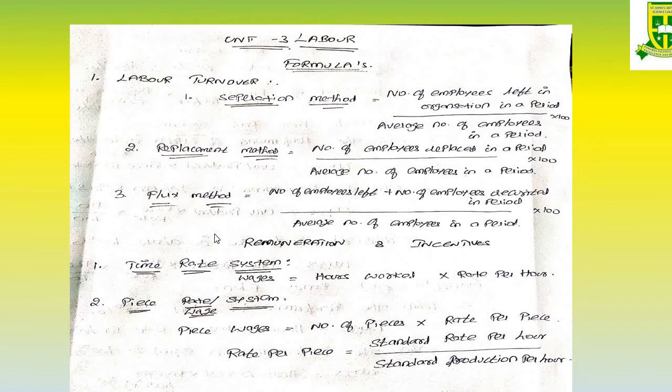And the third one is the flux method, which combines both separation and replacement. The number of employees left plus the number of employees recruited in a period. Here we are not looking at the replaced value.